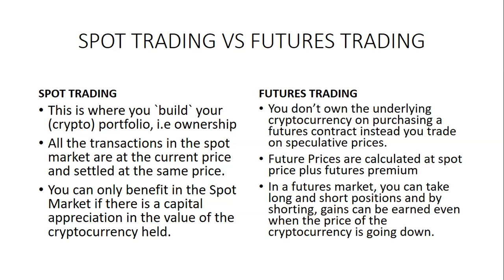But in the futures market, you can take long or short positions, and by shorting, gains can be earned even when the price of the cryptocurrency is going down. So it's just like what we do in our MT5. We can buy or sell. Whether Bitcoin is going up, we buy. If we project that it will go up and the market is looking like it's going to rise, we can buy.